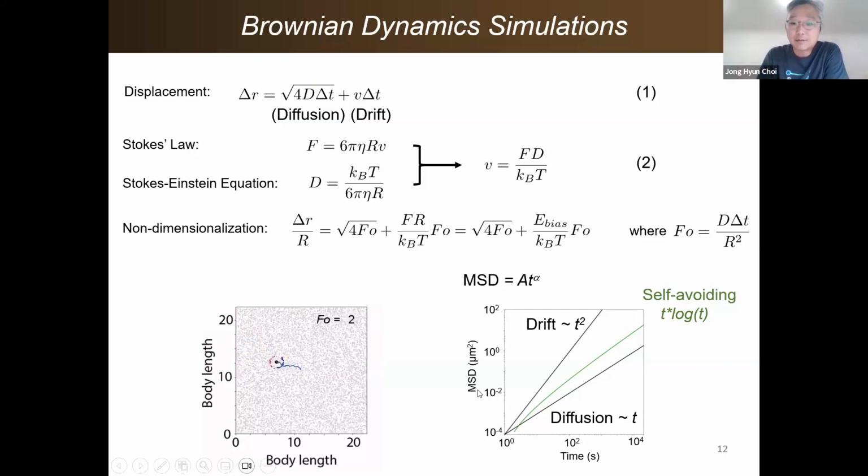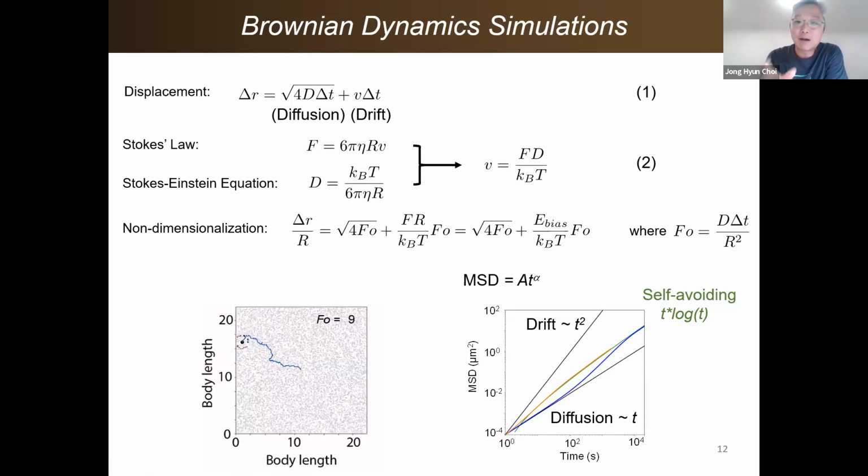If you plot the mean square displacement, theory gives you self-avoiding motion. It sits somewhere in between diffusion and ballistic drift motion. Our simulation shows that it actually works: at the initial short times it behaves like diffusion, but then it transitions to self-avoiding motion. However, that's the theory.